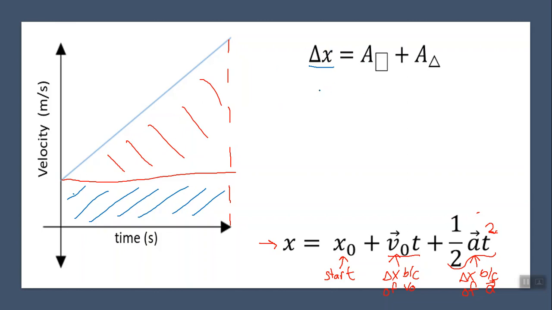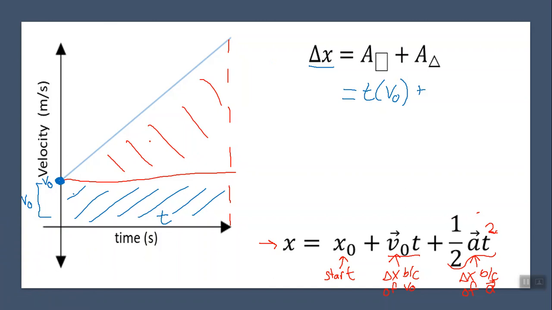So if we want to calculate these areas, the area of this rectangle is going to be the base of it times the height. If you remember, this point here where this graph starts represents the initial velocity of the object. So the base is going to be time and the height is going to be the initial velocity. So the area of this rectangle down here is the initial velocity of the object times time. Now we just have to find the area of this triangle.